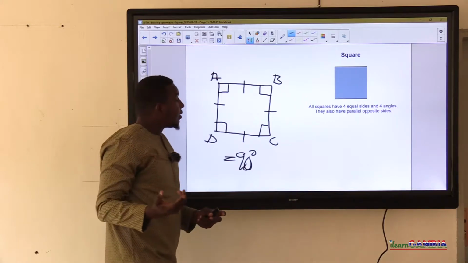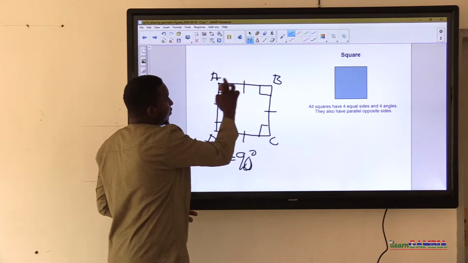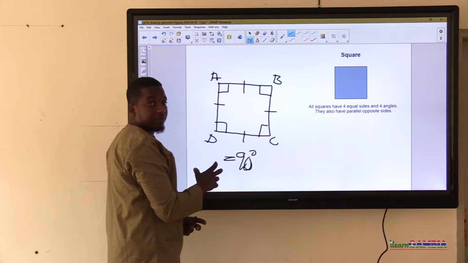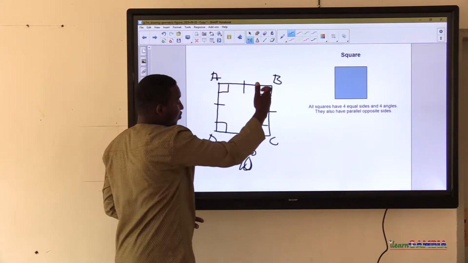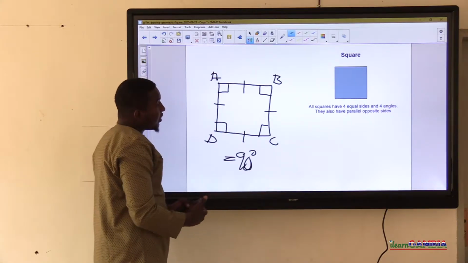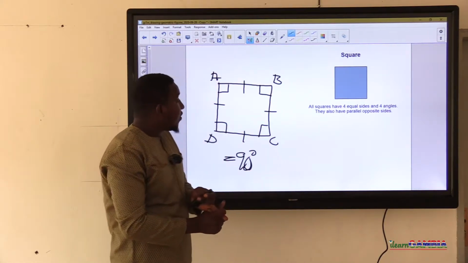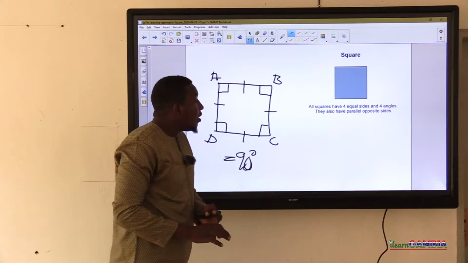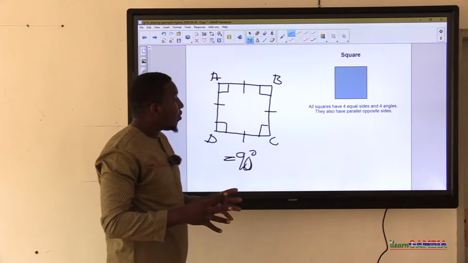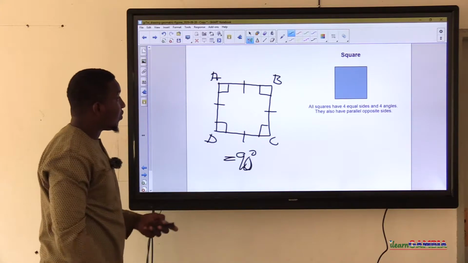As well, we look at the sides. Side A to B is parallel to side D to C. And also, the other side B to C is also parallel to A to D. So among the properties of a square, we said all the 4 sides are equal, all the 4 angles are equal, and the opposite sides are also parallel to each other. So we move on. That is for squares.